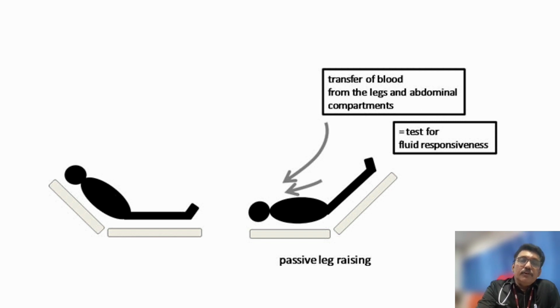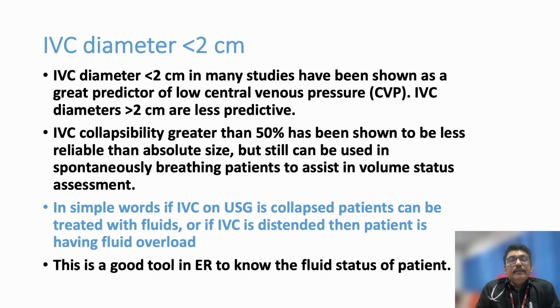Now IVC diameter, a little more expertise is required in this area. You need to have an ultrasound machine. You have to know how to do ultrasound for the inferior vena cava, and there we are seeing two important things. One is the diameter of the IVC, the second one is collapsibility of more than 50%. In simple words, if the IVC on USG is collapsed, the patient can be treated with fluids. If IVC collapsibility is there, you can give more fluids. If the IVC is distended, even when there is hypotension, that means the patient is having volume overload. The hypotension is due to something else.